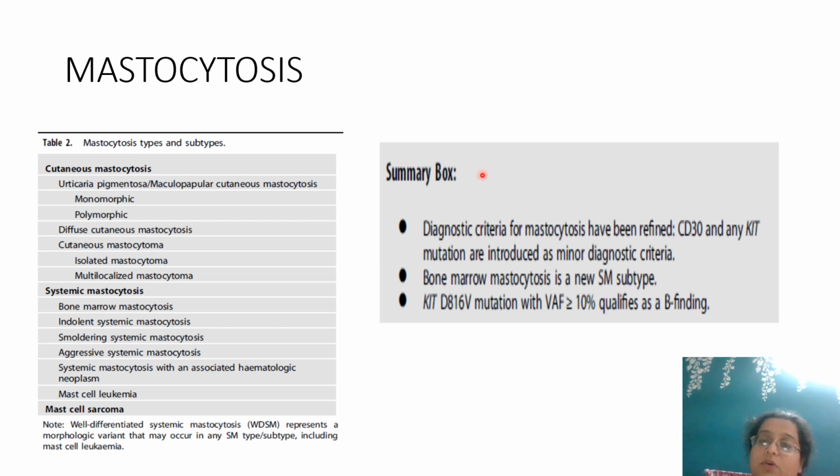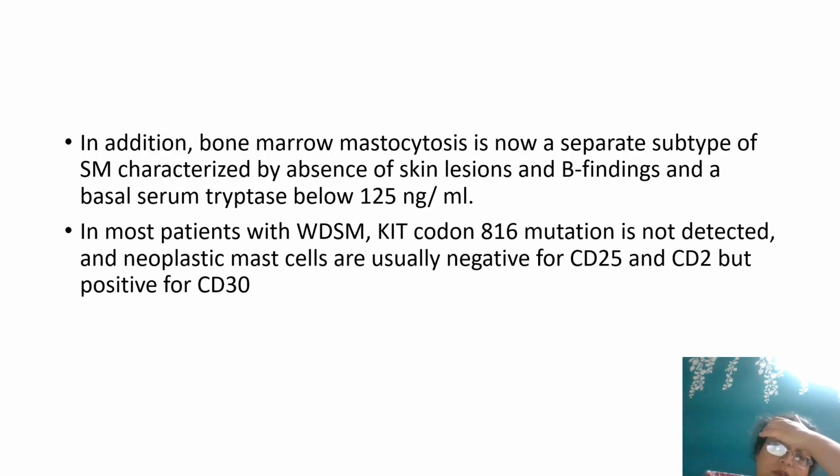This summary box is what you need to remember. Okay. In addition, bone marrow mastocytosis, as I told you, is a separate entity, and basal serum tryptase is below 125 ng per ml. In most patients with well-differentiated systemic mastocytosis, KIT codon 816 is not detected. In well-differentiated systemic mastocytosis, you might not have this mutation detected.